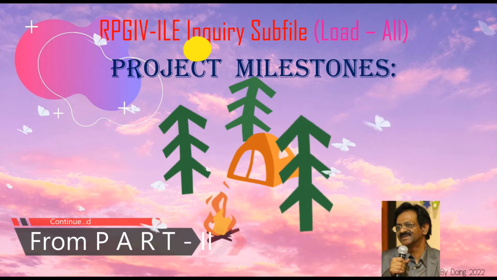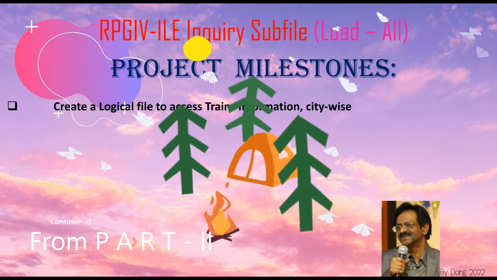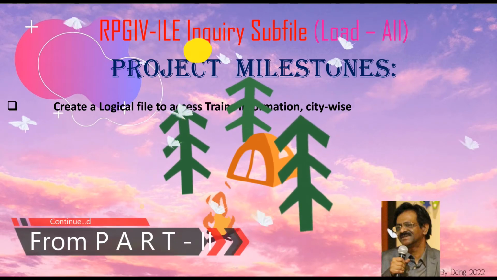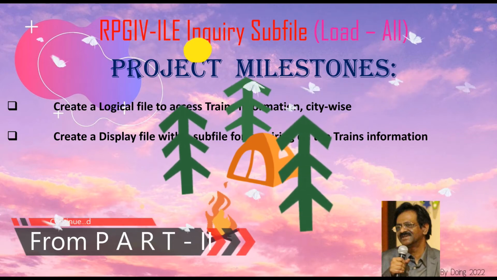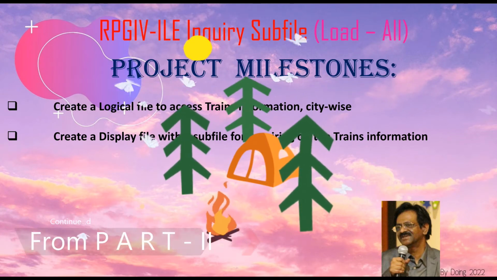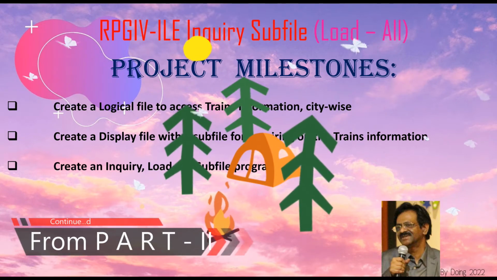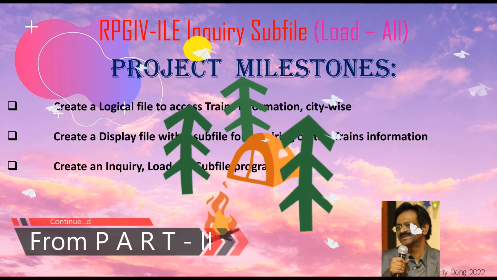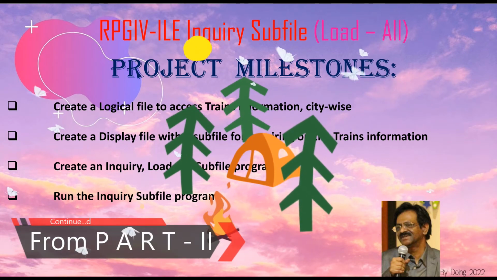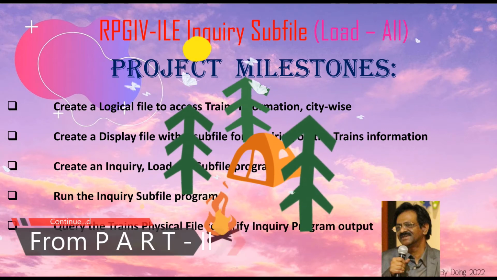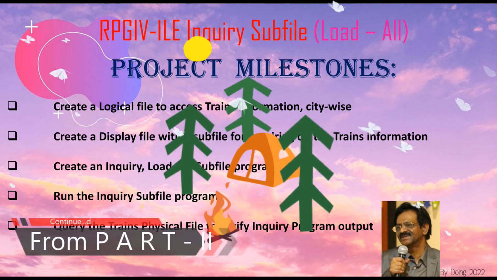In this magical concoction, we will brew a potion to create a logical file, to access trains information city-wise, create a display file with a subfile for inquiring on the train's information by showing a request screen, create an inquiry load all subfile program to pull up the train's information by inputting the city name, run the inquiry subfile program for a specific city or for all cities, and query the train's physical file to verify inquiry program output.